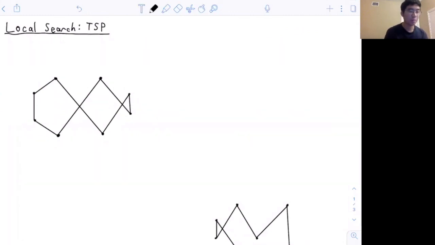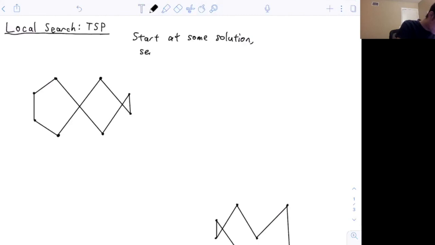Hello. In this segment, I'm going to be going over local search, which is a technique for solving NP-hard problems by coming up with an approximate solution. So the idea behind local search is we're basically starting at some bad solution, some suboptimal solution, and then we search for some nearby, better solutions.